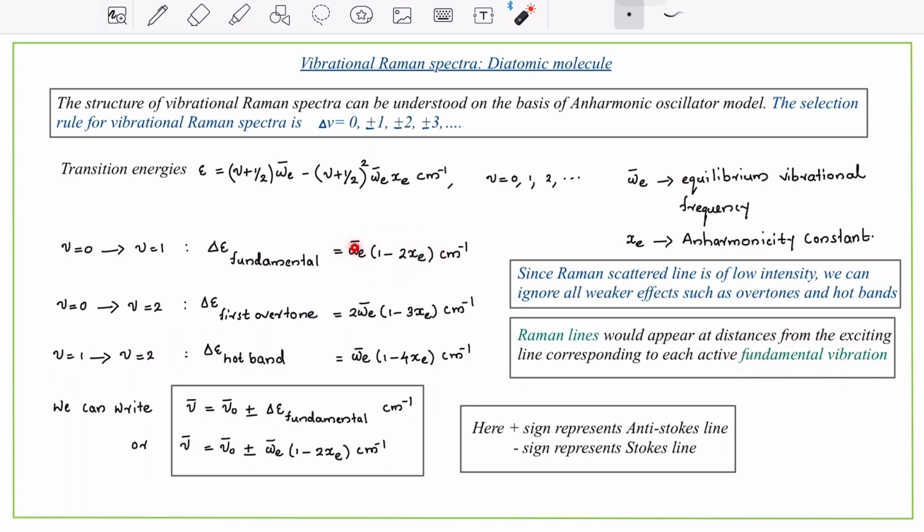So we can write ν bar is equal to ν0 bar plus or minus ΔE fundamental, because the Raman line would appear at a distance from the existing line corresponding to each active fundamental vibration. This is equal to ν0 bar plus or minus ω̄e(1−2xe) cm⁻¹. Here again the plus sign represents the anti-Stokes line and the minus sign represents the Stokes line.